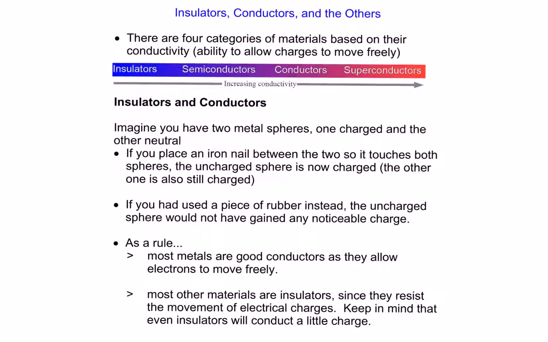In this lesson, we're going to look at some more theory in terms of electrostatics. The first one is we're going to try to figure out what's the difference between insulators and conductors and look at some specific types of conductors.